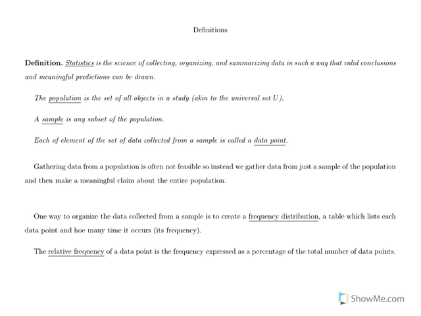So one way to organize the data collected from a sample is to create a frequency distribution. This is a table which lists each data point and how many times it occurs, its frequency. The relative frequency of a data point is the frequency expressed as a percentage of the total number of data points. And we'll see an example of that on the next page.